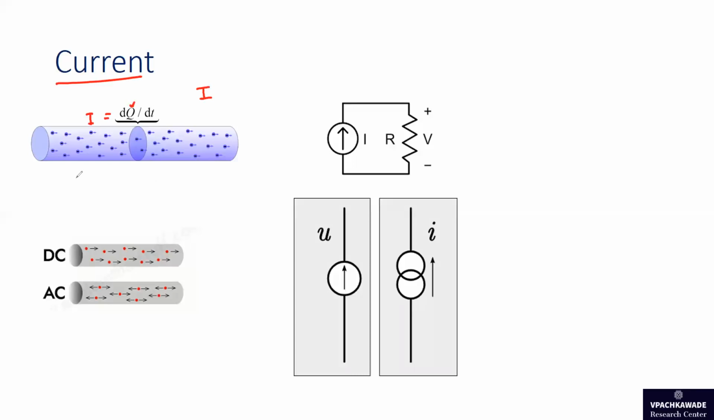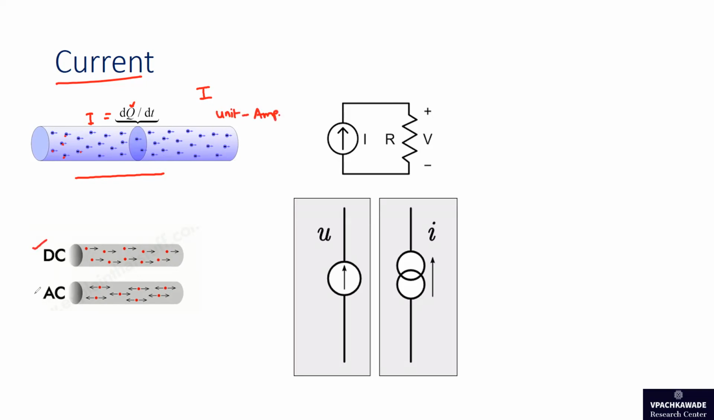Let's say you have a piece of conductor as shown in this picture, and there are electric charges flowing through this piece of conductor from one end to another. The rate at which these electric charges flow with respect to time is nothing but your current, and the unit of the current is ampere.